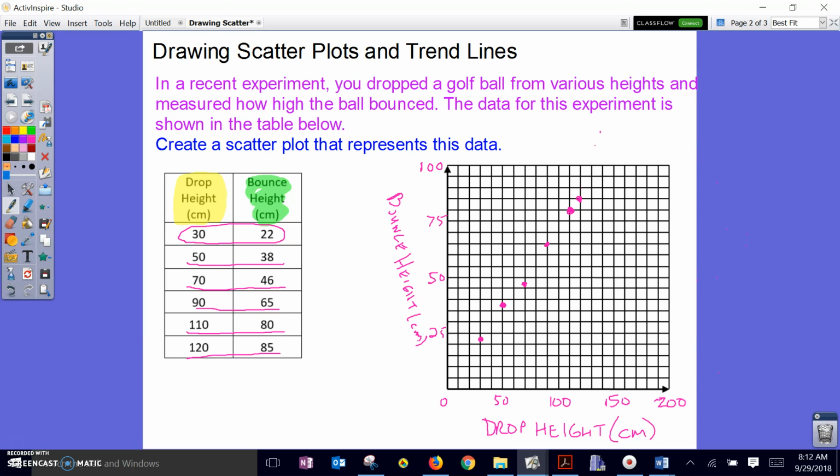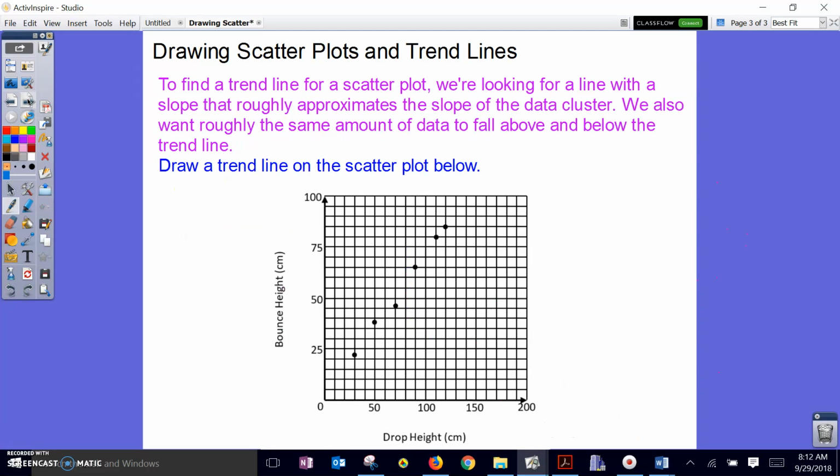Now on the next page I'm going to talk about drawing a trend line. I've given you a picture of our scatter plot from the previous page, and we're going to try and draw a trend line on this. So here are my tips on drawing a trend line. If we're trying to find a trend line, we're looking for a line that goes through these points that has roughly the same slope that you see in the slope of this cluster of points.